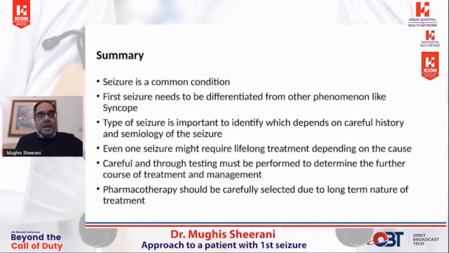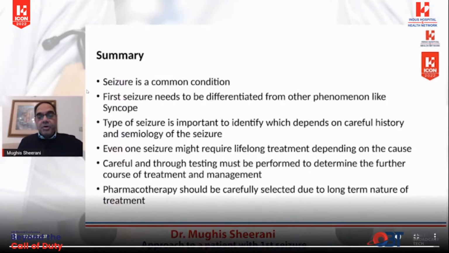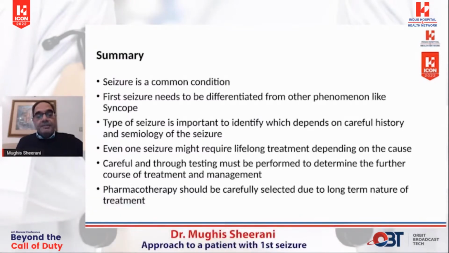In summary, seizure is a common condition. First seizure needs to be differentiated from other phenomena like syncope as described. Type of seizure is important to identify, which depends on careful history and semiology of the seizure. Even one seizure might require lifelong treatment depending on the cause. Careful and thorough testing must be performed to determine the further course of treatment and management, and pharmacotherapy should be carefully selected due to the long-term nature of treatment.